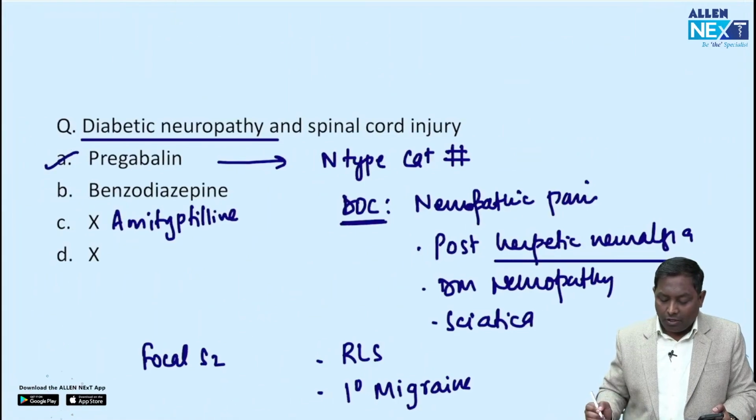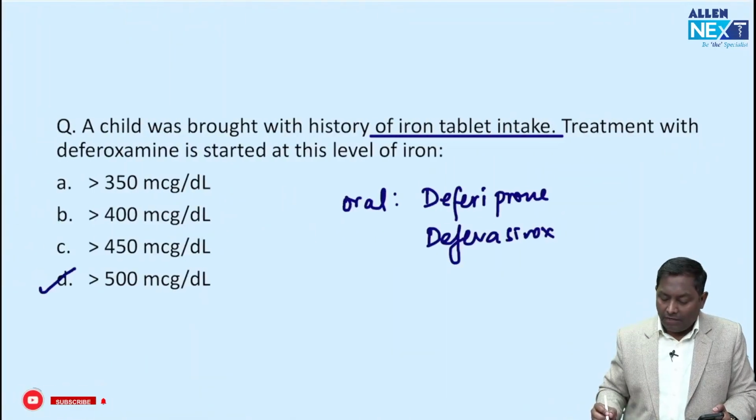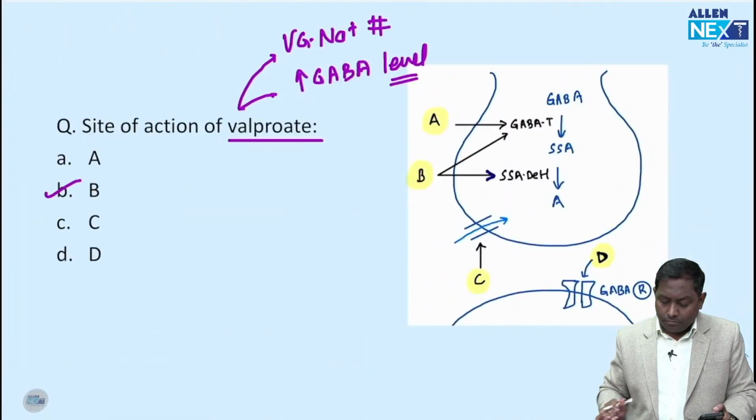Next that we are having is diabetic neuropathy. What we are going to use is your pregabalin. A child with history of iron, if the level is more than 500, we are going to start the management. Site of action of valproate, it will be inhibiting succinic semialdehyde dehydrogenase and GABA transaminase. That is how they are going to increase the level of your GABA.